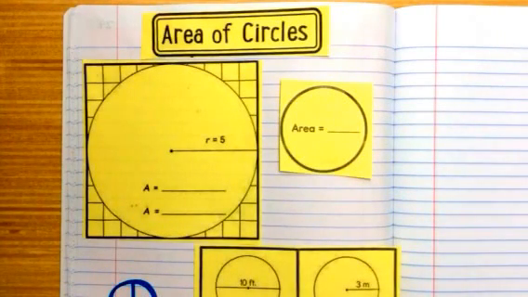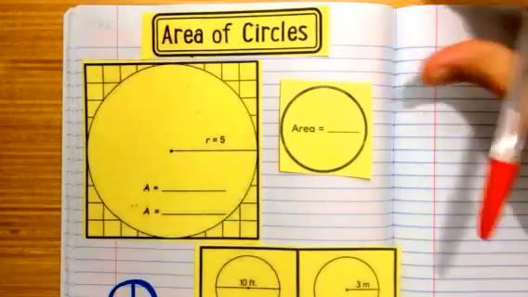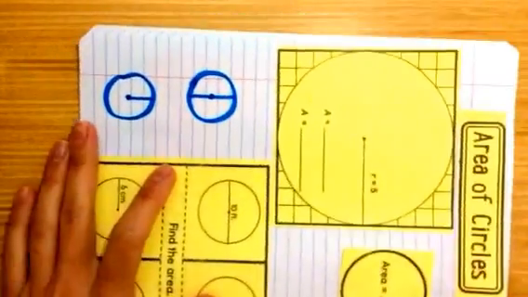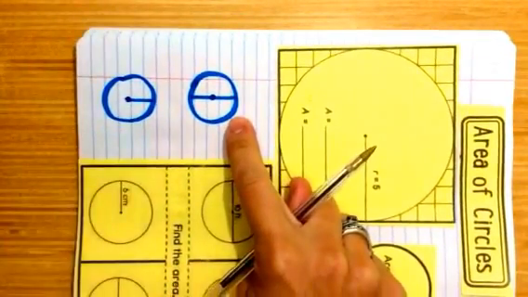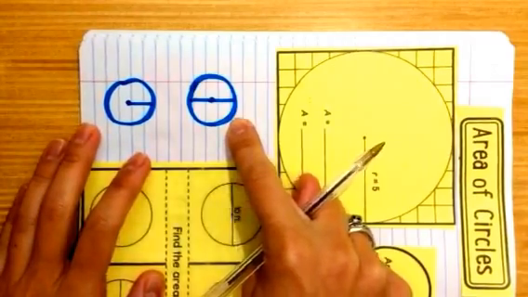Okay, today we are going to be talking about areas of circles. Now, before we get into the formula for the area of a circle, I want to make sure that we have some terminology down. So let's go ahead and draw two circles here. So we have that on our notes.